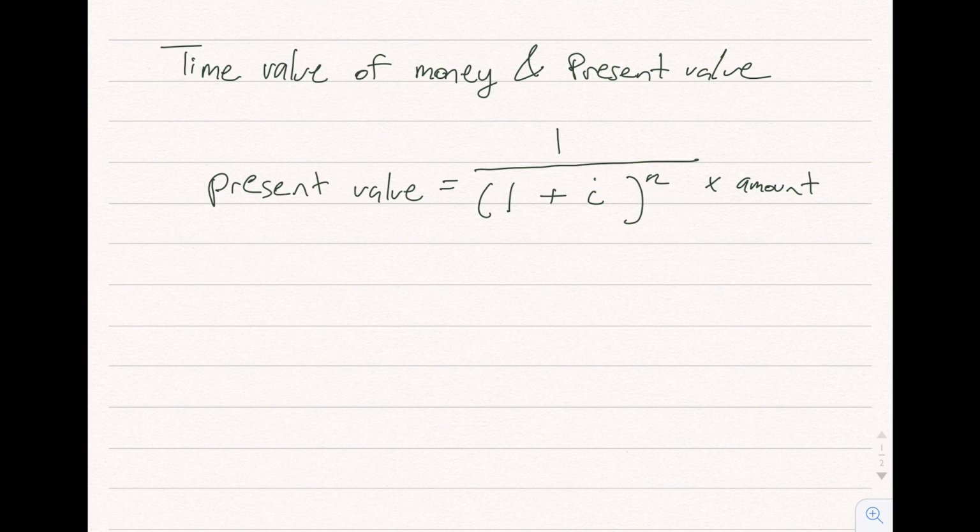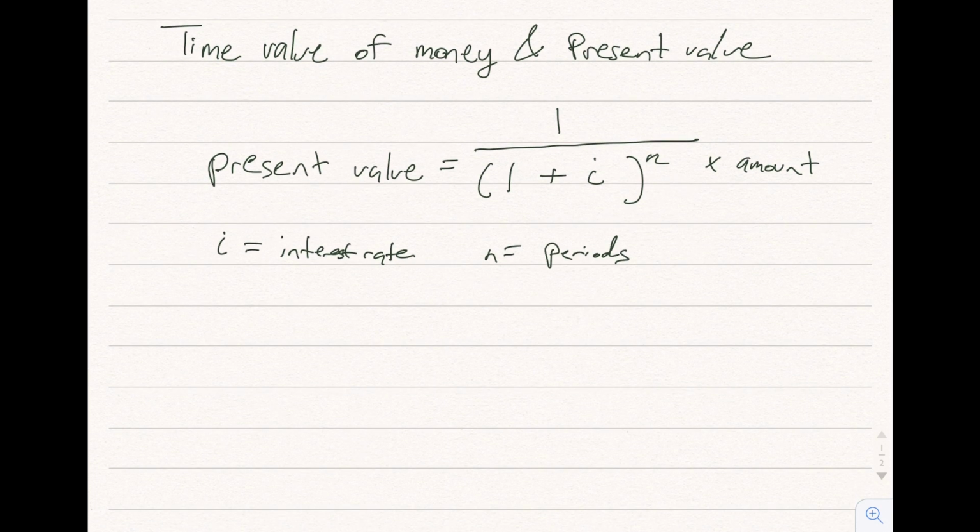Really important to understand the present value formula. So here it is. Present value is calculated by finding 1 divided by 1 plus i, i being the interest rate, to the power of n, times amount. Interest rate, n is the periods, typically years. We're going to use years in our example coming up. The amount is just the amount at issue.